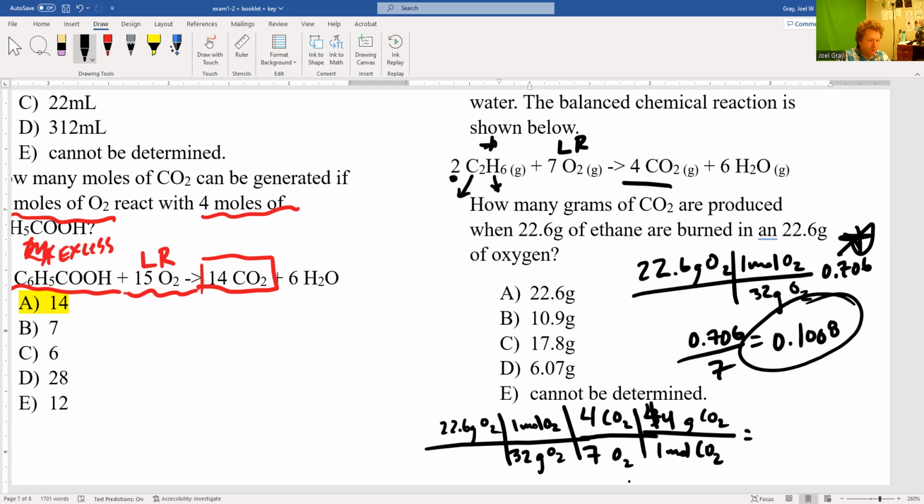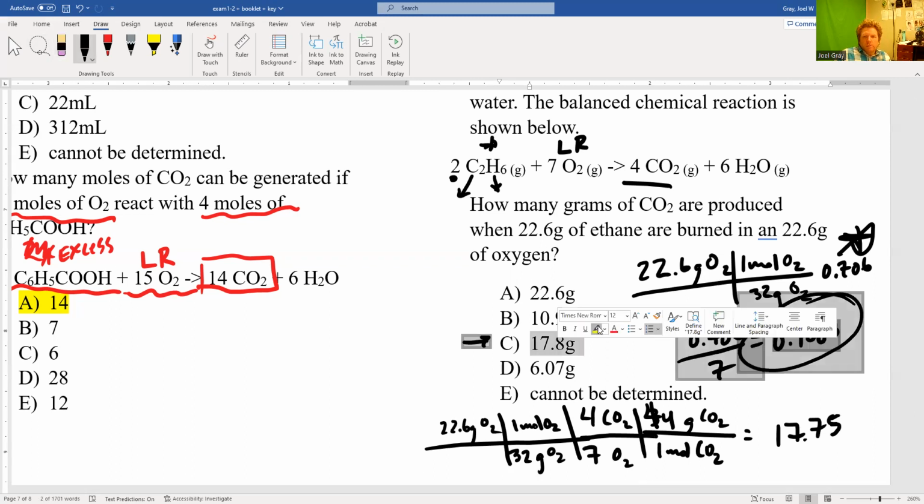I get 22.6 times 4 times 44, divided by 32, divided by 7. And I get 17.75, or the best answer for that, answer option C, 17.8 grams. Okay, so that marks the end. That is answer option C. That marks the end of this last grouping.